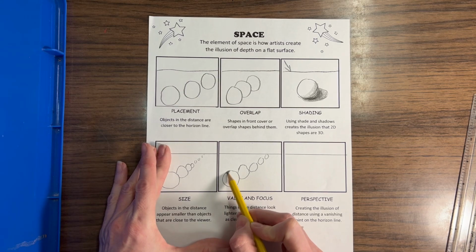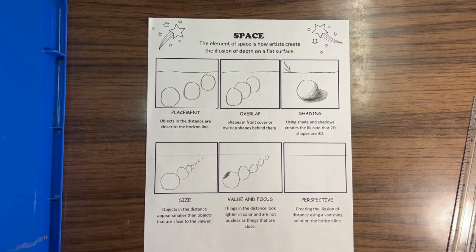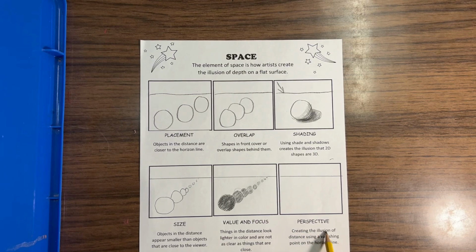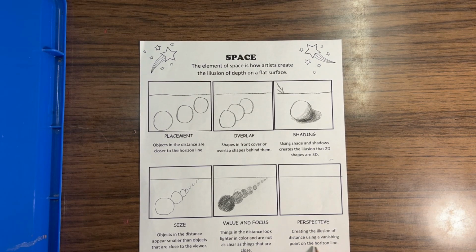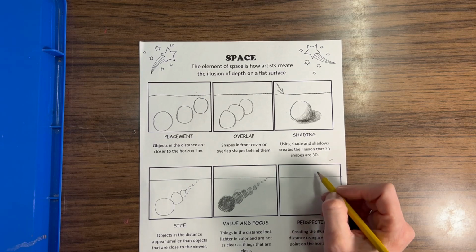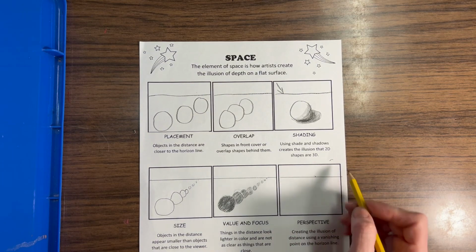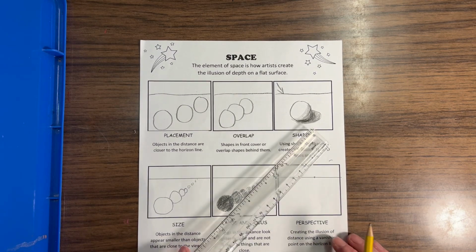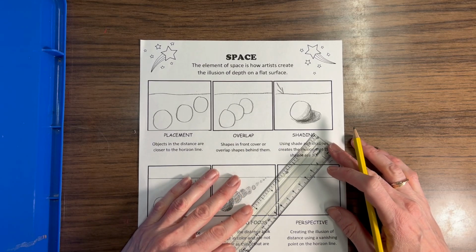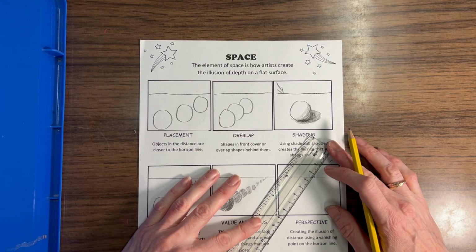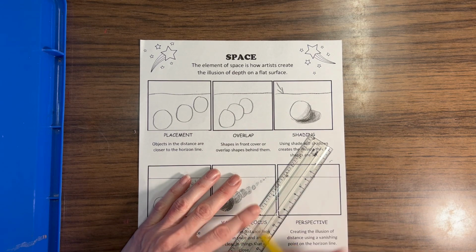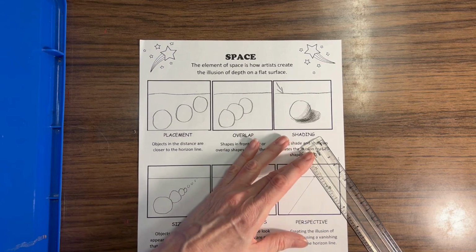All right, and now I'm just going to shade this one in darker. Okay, now with linear perspective, creating the illusion of distance using a vanishing point on the horizon line. So I'm going to create a point, and I can make it anywhere I want it to be on the horizon line. So I'm going to create that point there. And I'm going to make some lines, some perspective lines that are coming up close to the edge of the page.